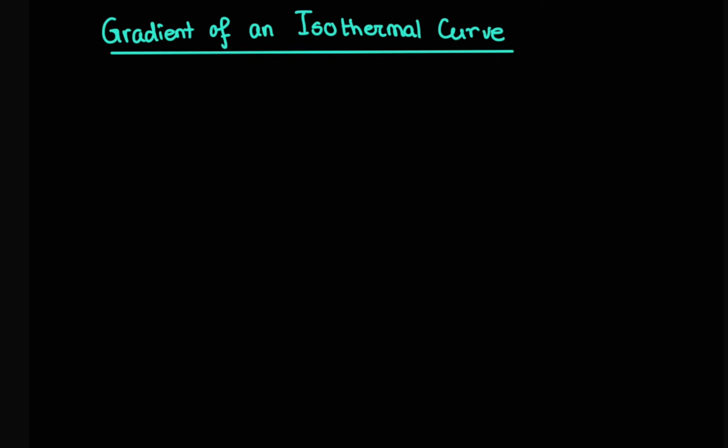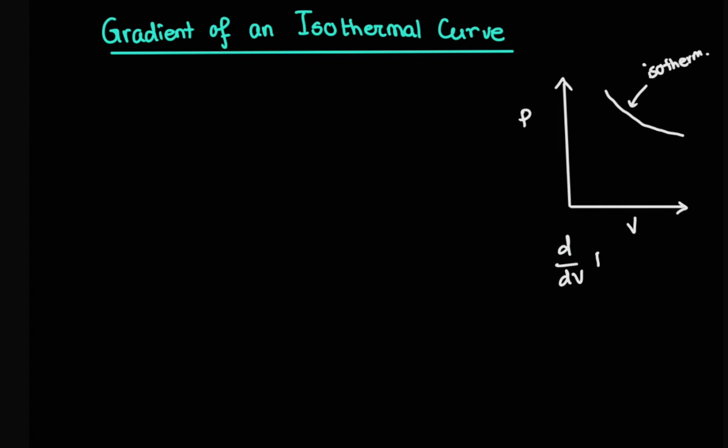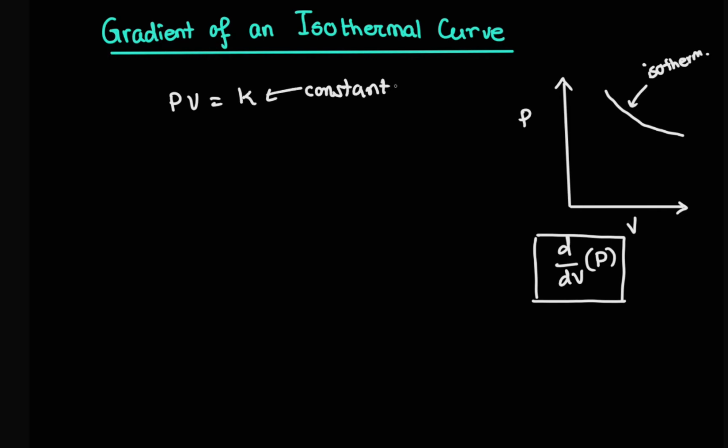Well, for an isothermal curve, we again remind ourselves that an isothermal curve kind of looks like this. So we can say that over here, the gradient is basically what? dP/dV, since the y-axis represents the pressure and the x-axis represents the volume. So in an isothermal curve, we know that the product of pressure times volume is what? A constant K, right?